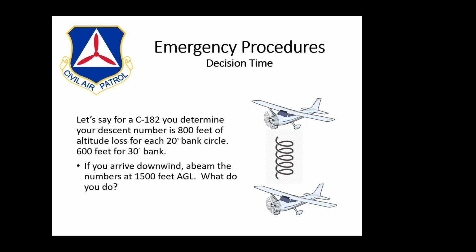So if you arrive downwind abeam the numbers at 1,500 feet AGL with the numbers above, what would you do? Would you make another circle? Would you fly downwind? So if I used a 30-degree bank angle and made a circle, I'd be down to about 900 AGL. We can probably make a spot landing on the airport at 900 feet AGL. That's not too far off from what we're used to doing.